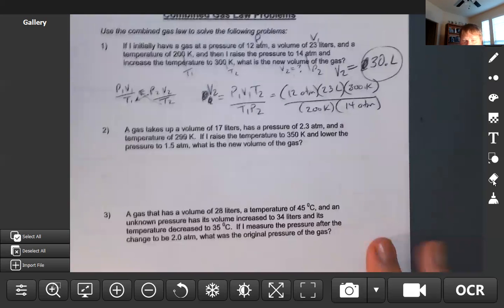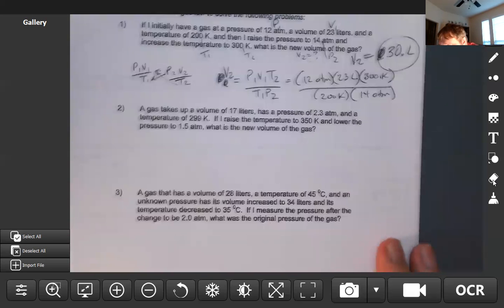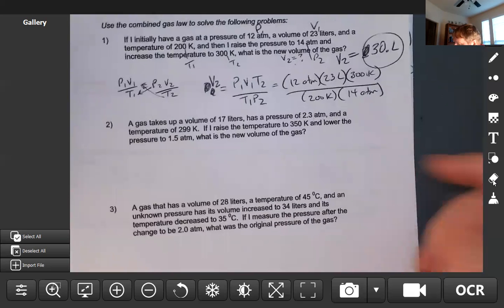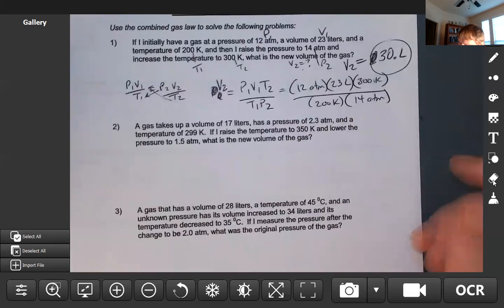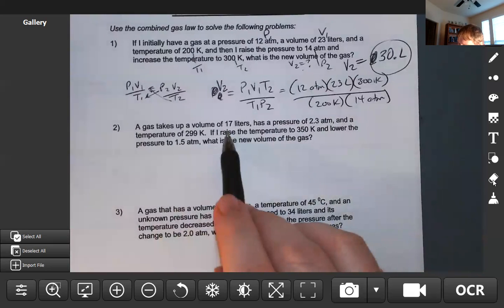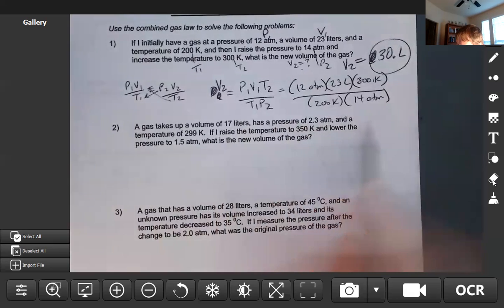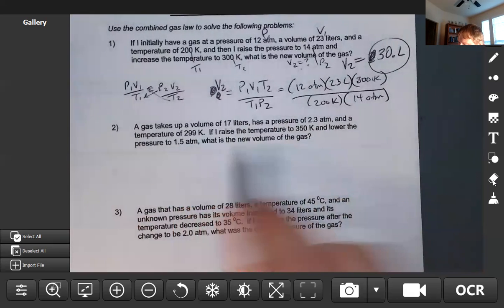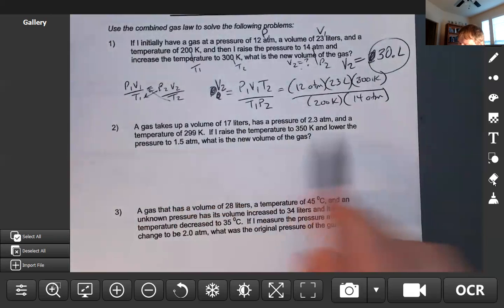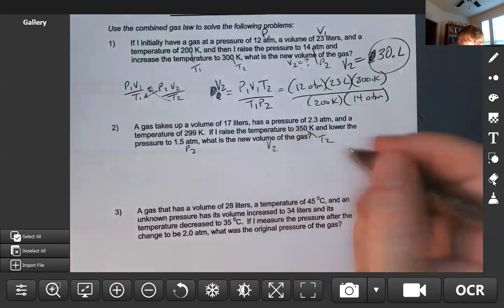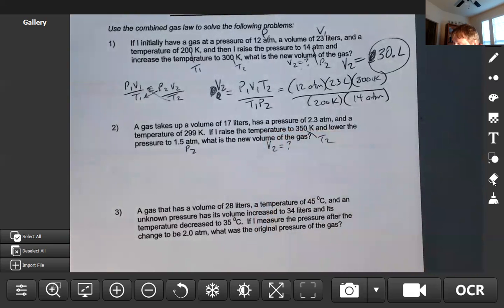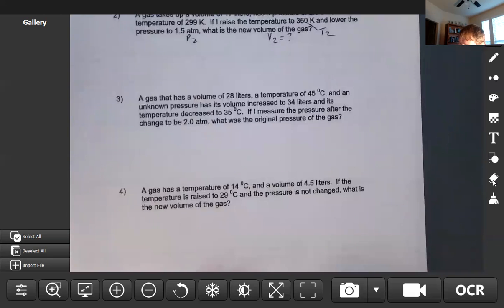I'm just trying to decide how many of these to work. On one hand, they're pretty easy, but I don't want to go through them too quickly either. So number 2 is not that much different. We got a volume, a pressure, a temperature. If I raise the temperature, so that's going to be my T2, lower the pressure, P2, what is the new volume? Well, that one's exactly the same thing, so I'm not even going to work it because it's exactly the same math. Let's move on.